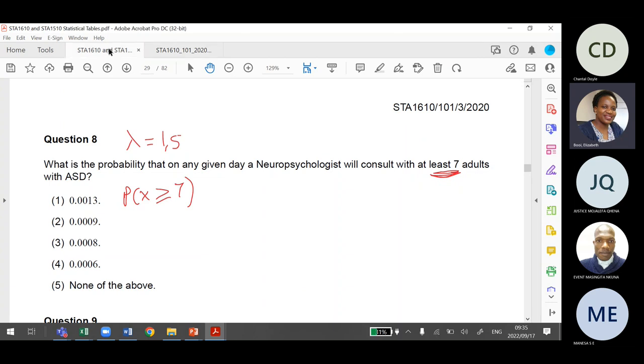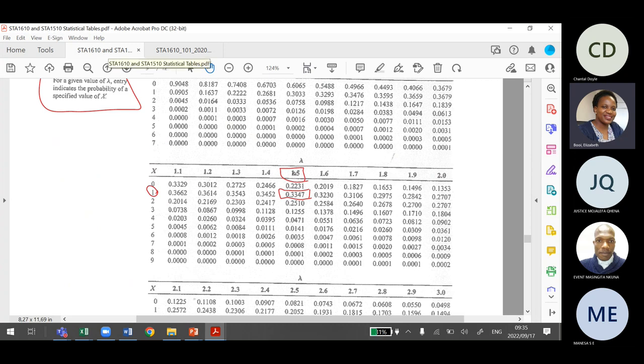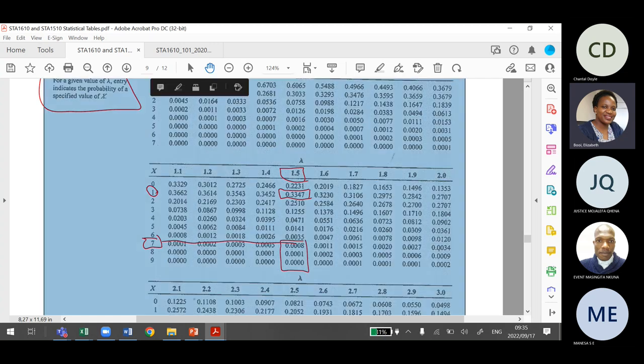Immediately, before you even start typing, go to the table and look at the table. So let's go there. The probability of lambda of 1.5. Where is 7? 7 is there. The rest is 8. Go there and look at the values. So it means I must take all that. So it's up to 9.